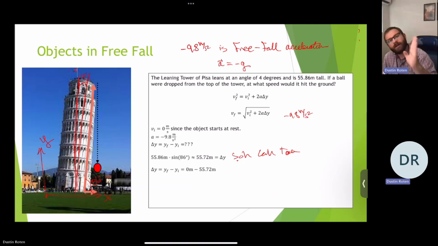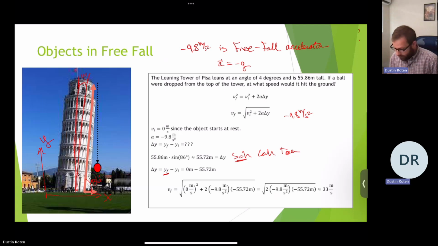All right, so now because of that lean, we know that we're going to drop this thing from 55.72 meters. That's our delta y. Our final distance, well, it's going to hit the ground, right? So it's not going to have any y value. It's not going to have any height when it finishes. So it's going to hit the ground, be 0 meters, and then we still have that initial height of 55.72. That's going to give us a negative delta y.